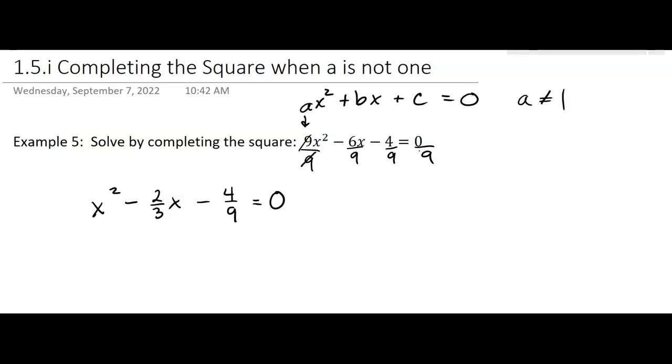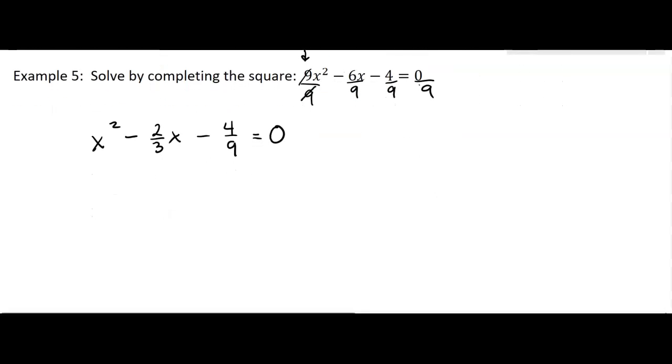Okay, now at least the leading coefficient, or a, is 1, and we're allowed to divide both sides by 9. We can divide by whatever we want as long as it's not 0, so we're okay. And I'm going to move this constant over to the other side.